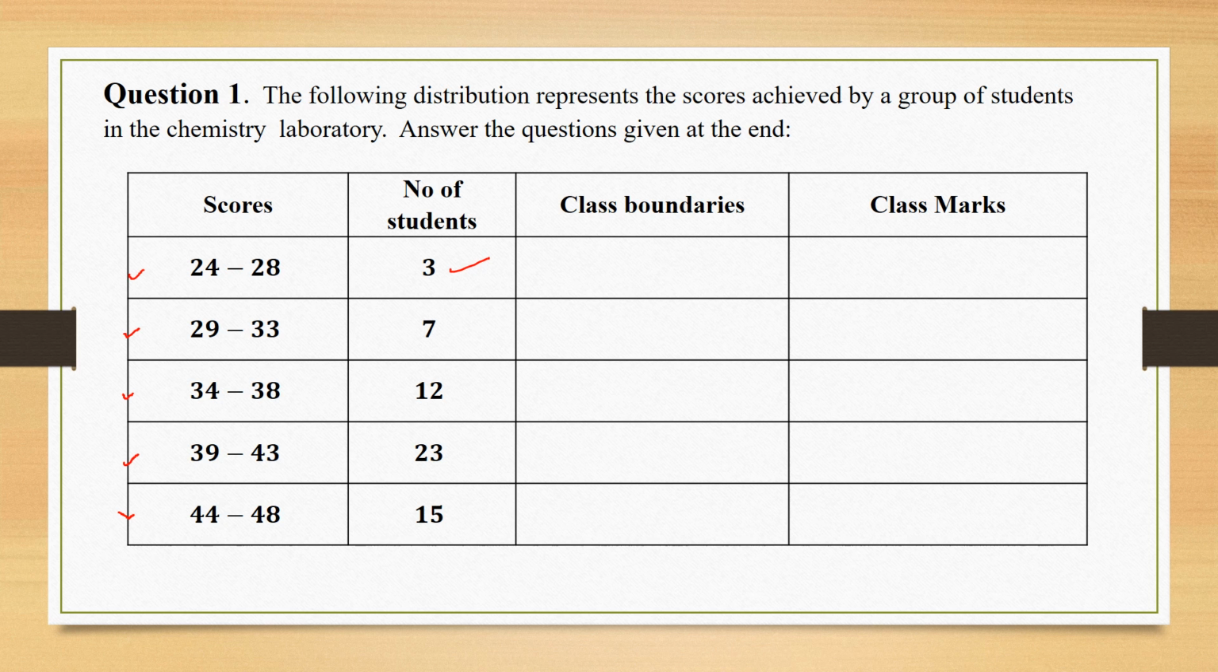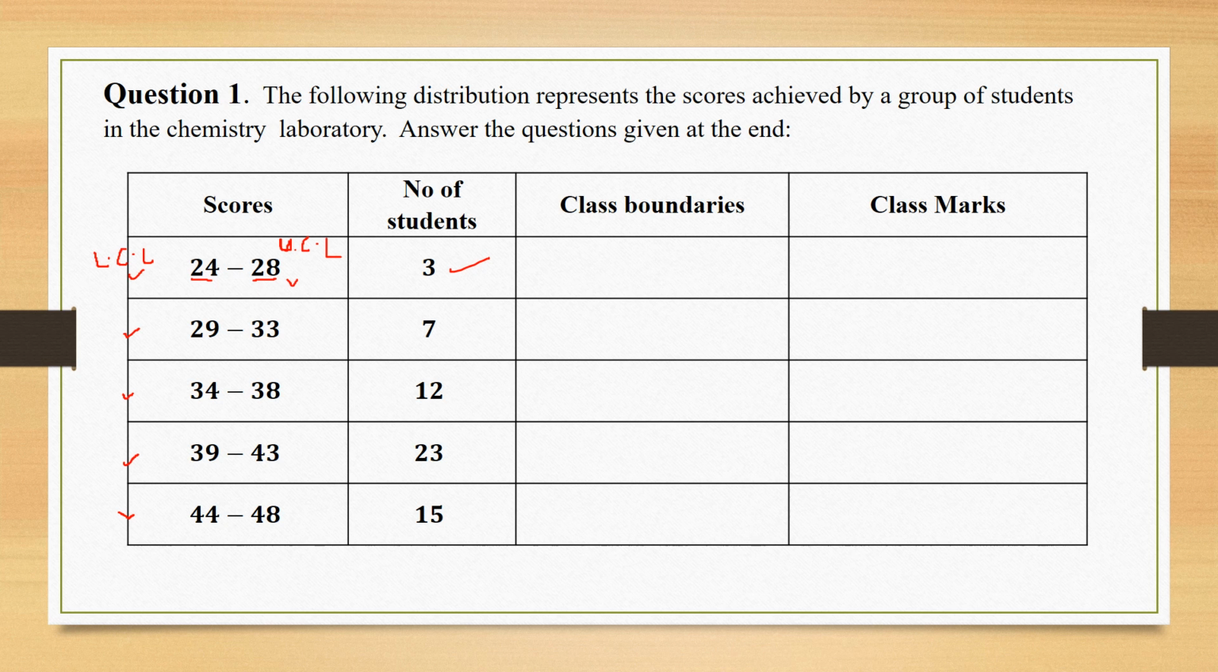Now dear students, look at here. The first element is 24 and the last element is 28. The first element, which is 24, we call the lower class limit. And this 28 we call the upper class limit. So 24 is the lower class limit and 28 is the upper class limit.